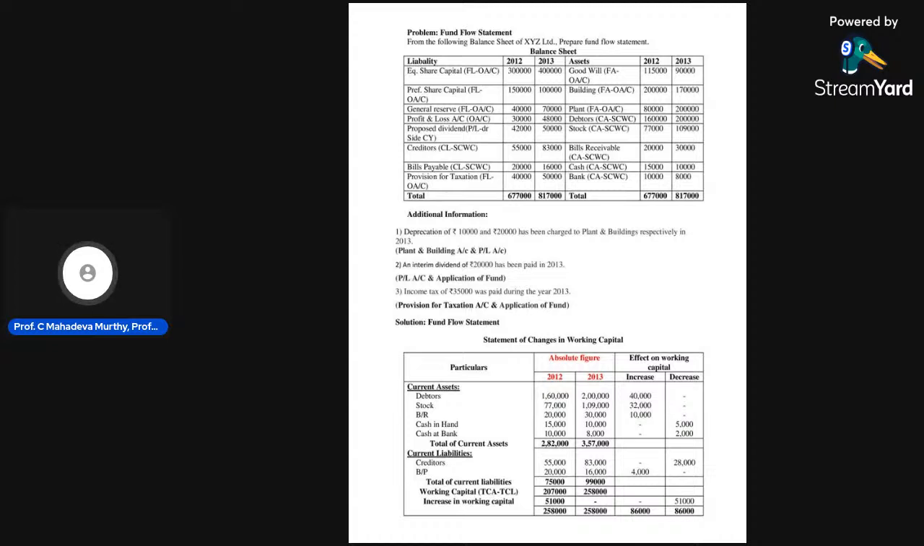Additional information. First, depreciation of rupees 10,000 and 20,000 has been charged to plant and building respectively in 2013. Second, an interim dividend of rupees 20,000 has been paid in 2013. Third, income tax of rupees 35,000 was paid during the year 2013. These are the three pieces of additional information available in that problem.